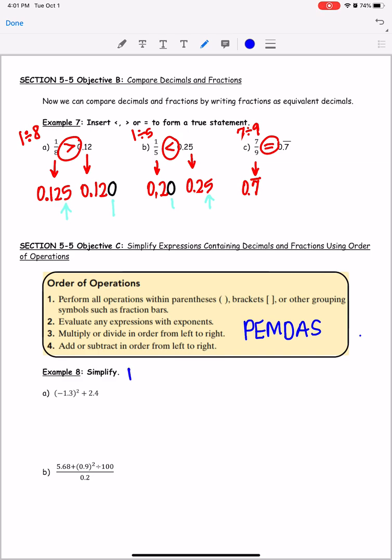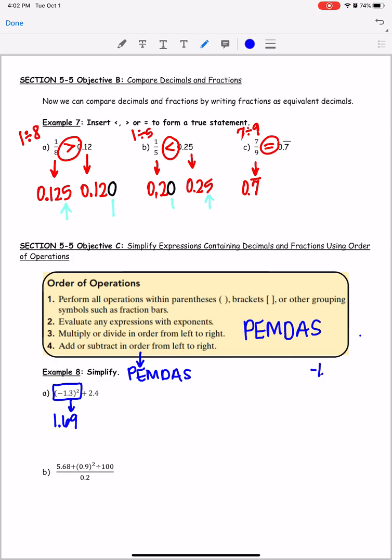But on A here, when I use my Please Excuse My Dear Aunt Sally, I have no parentheses. Parentheses is more like 4 plus 6 in parentheses, so you're combining what's in those parentheses. So I don't really have any parentheses in this problem. But I do have exponents. So in your calculator, you need to put this in. I don't have a calculator to show you this, okay? But when you put this in, you have to put this in with parentheses. When you put this in with parentheses, you're going to get a positive 1.69.